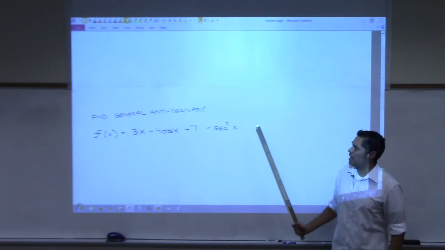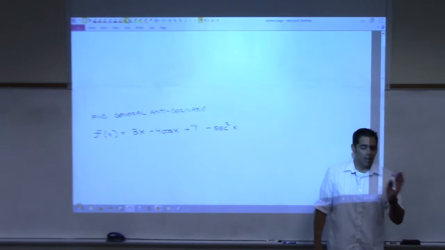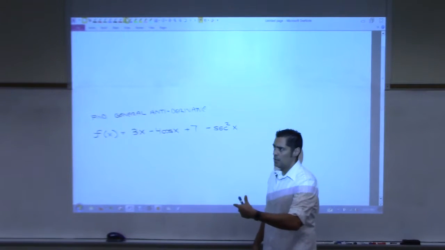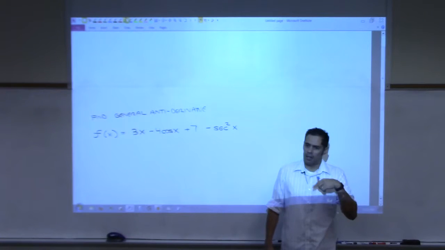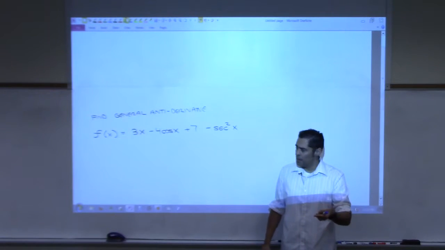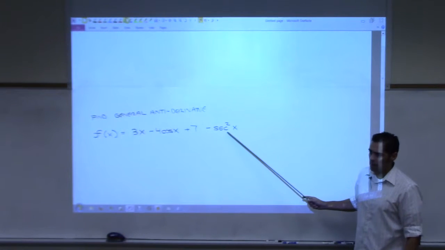How many terms do we have here? We have 4 terms, right? When you derive something and you have 4 terms, you can do it term by term, right? Antiderivative is the same way. You can take the antiderivative of each term separately. All right? That's good news.